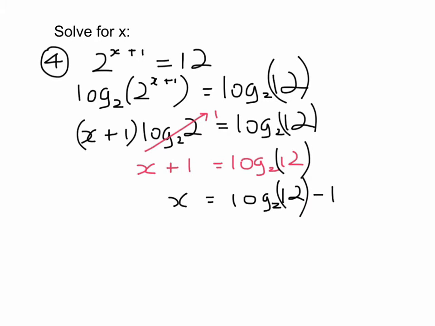And last but not least, if you were to use your calculator, you would get a number, and we round it off to 2 decimal places. It's 2.58.